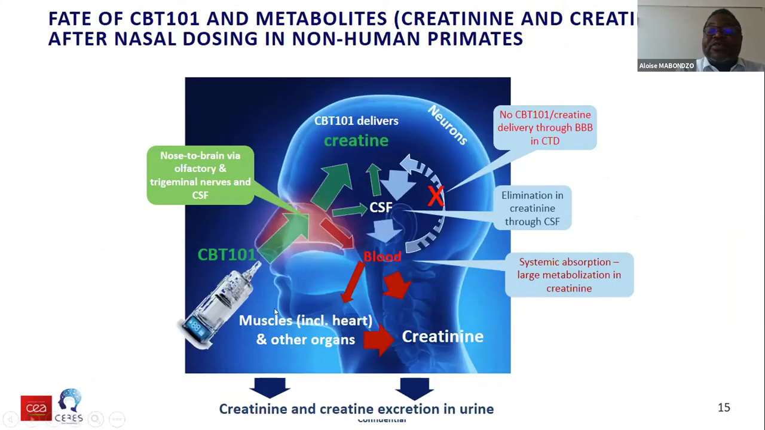The next slide. So just to conclude, we bring a proof of concept, we bring the strong evidence that nasal administration of CBT-101 leads to a widespread CBT-101 distribution into neurons and in the different brain areas. And in cerebrospinal fluid and in the plasma, the main metabolite identified was creatinine.